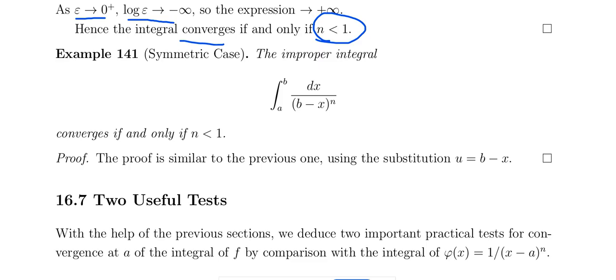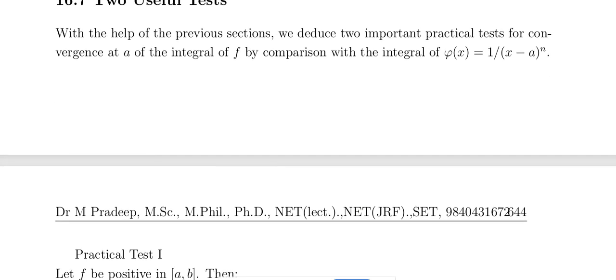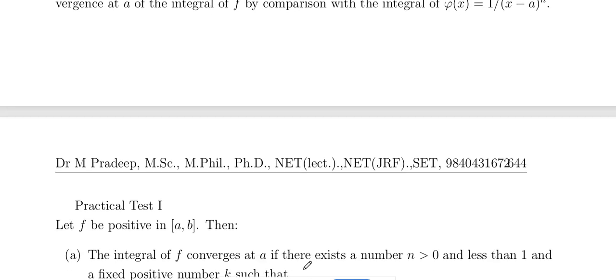In the improper integral from a to b, see the problem: at the top, b minus b becomes 0. This is an improper integral; that is the difference between the previous problem and this problem. So this also converges if and only if n is less than 1. You can try at home. It is the same as the problem we did before.